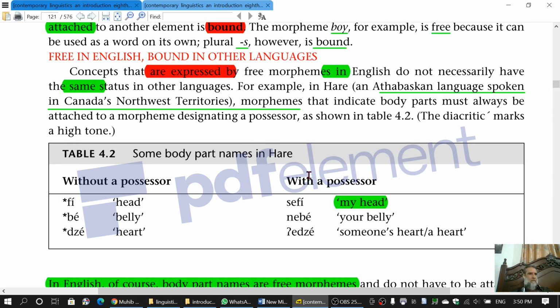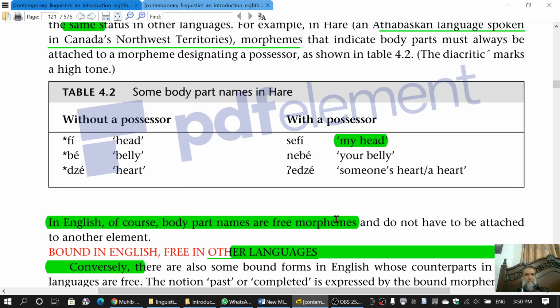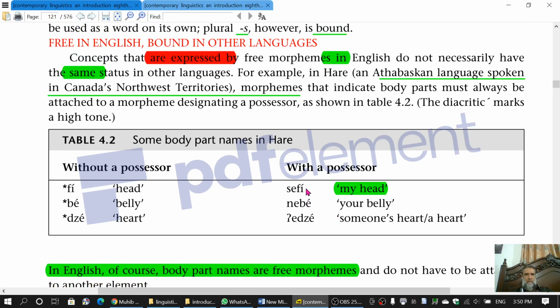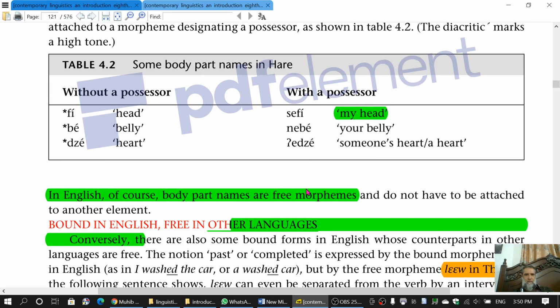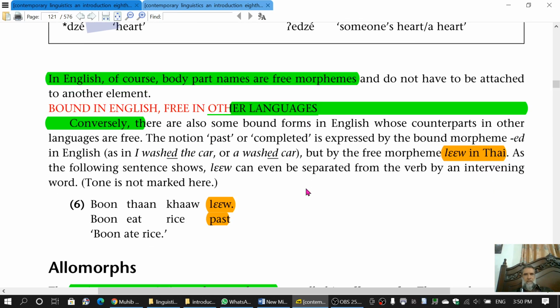तो इसमें फाई जिसका मतलब हेड है अलग से नहीं आता, इसके साथ रखने वाला पोजेसर ज़रूरी है. मसलन माय पोजेसर है तो ये सेफाई, ये इन दो का मजमुआ है, जबकि इंग्लिश में ये दोनों अलग अलग मार्फीम्स हैं और फ्री मार्फीम्स हैं. तो ये बात हुई इसकी कि बाज़ मार्फीम इंग्लिश में फ्री हैं, दूसरे लैंग्वेजेस में फ्री नहीं है.